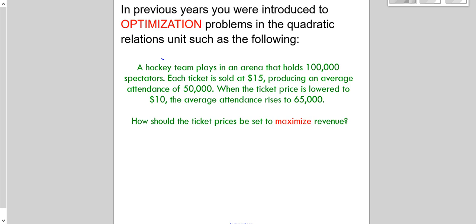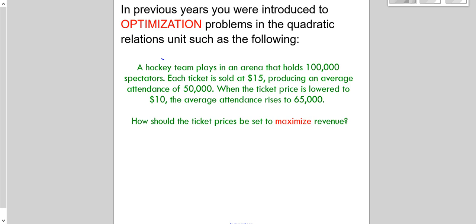So one of the questions you would have seen in the past was something along the lines of a hockey team that plays in an arena with a capacity of 100,000 people who can buy tickets and come watch the game. If we sell tickets at $15, then on average about 50,000 people attend the game. But what the owners realized was that if they lowered the ticket price by $5 down to $10, then the average attendance would rise to 65,000 people.